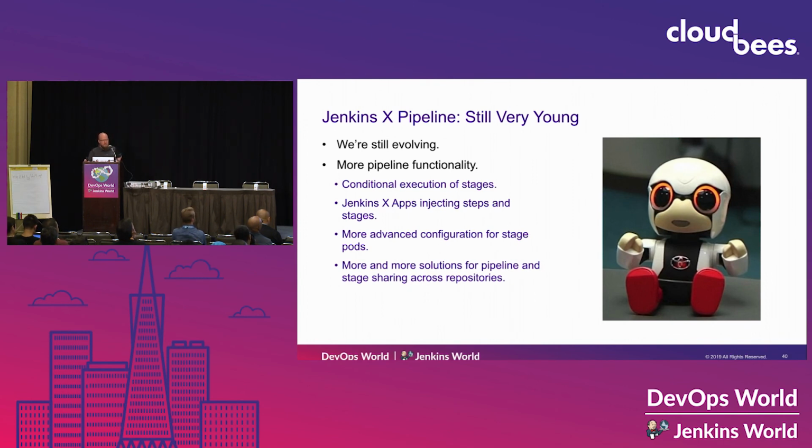We're looking at more advanced configuration for stage pods, better work around timeout, retry, and the like. Post equivalent from declarative to say, after the build run, after this stage or pipeline finishes, depending on what the result is, whatever, maybe send a notification, tear down a cluster, et cetera. And more solutions and functionality around pipeline and stage sharing across repositories beyond just build packs and copy paste.